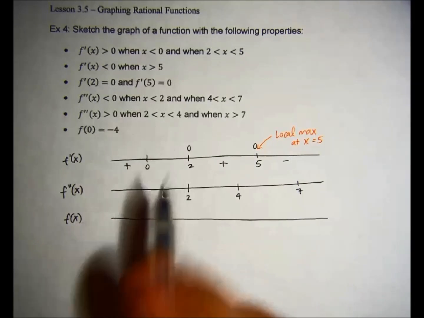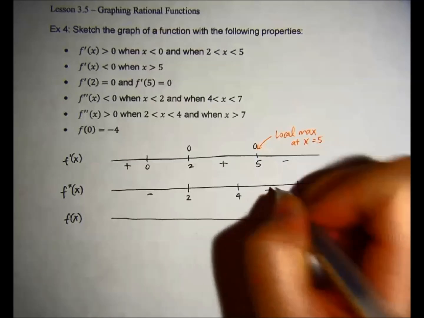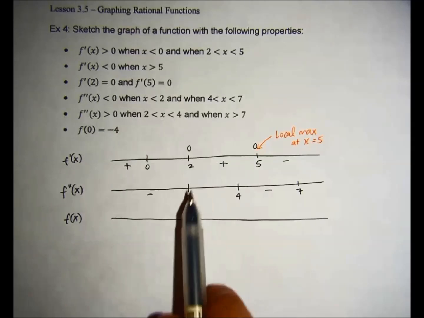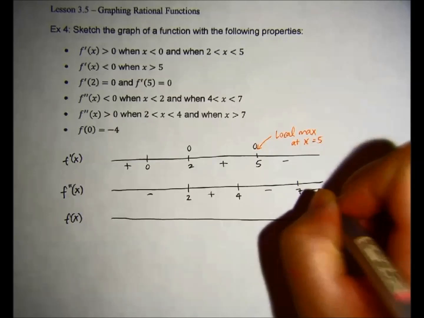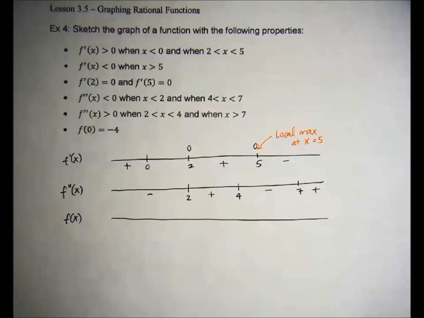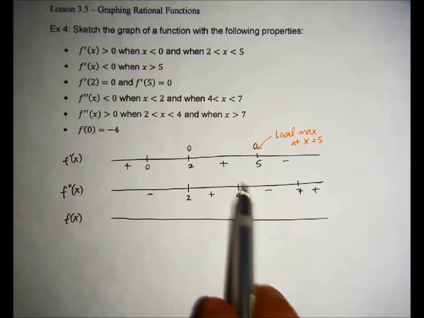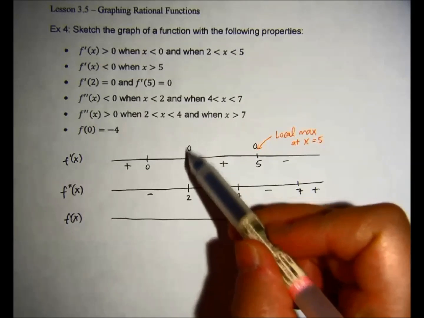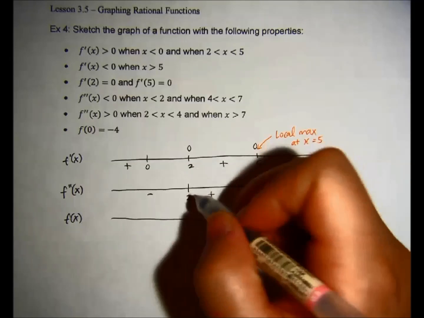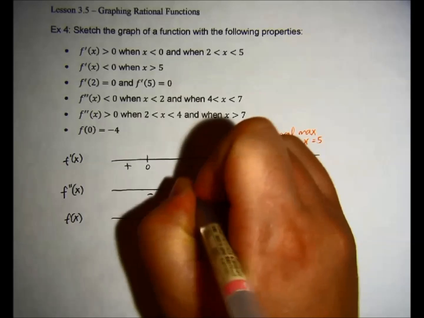Okay. So negative when x is less than 2, and then when x is between 4 and 7, positive when x is between 2 and 4, and when x is greater than 7. Okay? So although we're not given information about the second derivative at 2, at 4, or at 7, we can probably safely conclude that if the first derivative is 0 at x equals 2, then we should have a point of inflection for x equals 2.